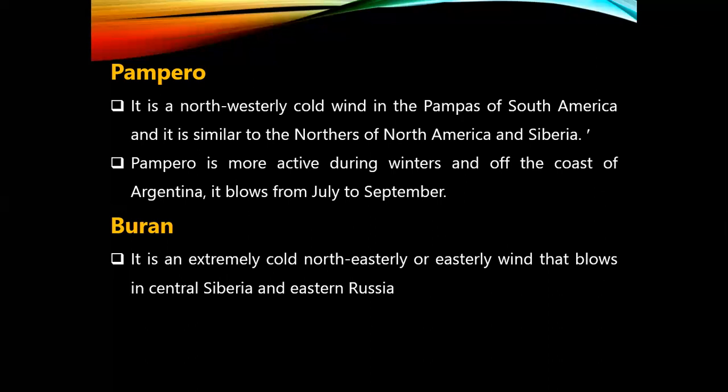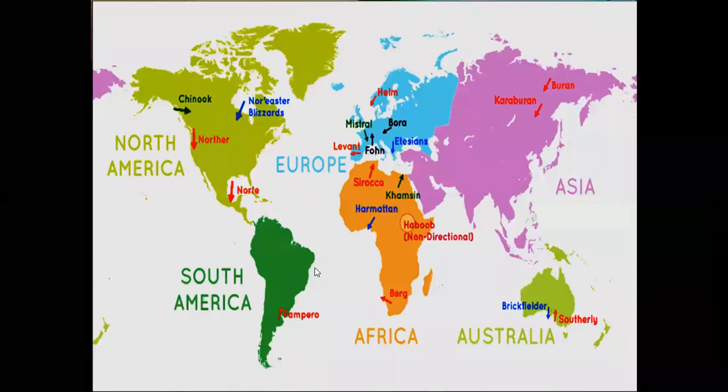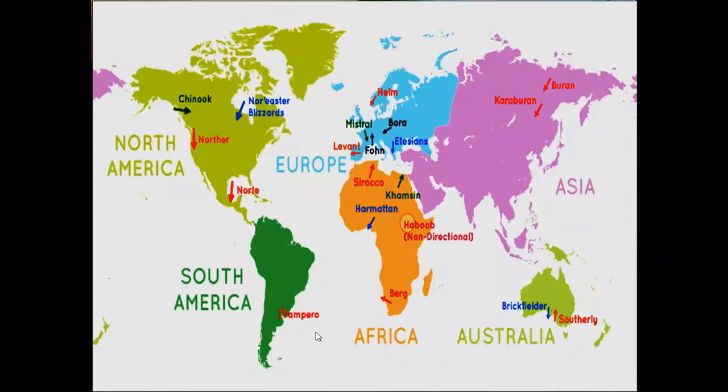Buran. It is an extremely cold northeasterly or easterly wind that blows in central Siberia and eastern Russia. The figure on the screen discloses the location of the Pampero cold local winds and Buran cold local winds.